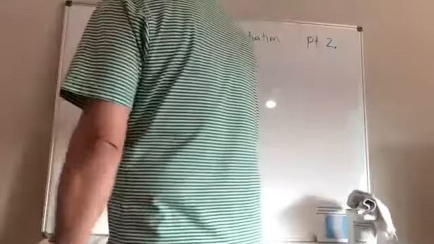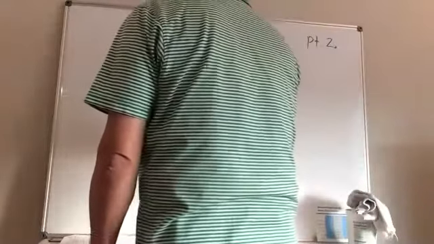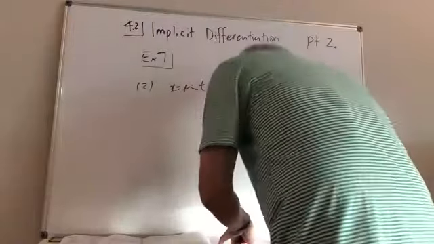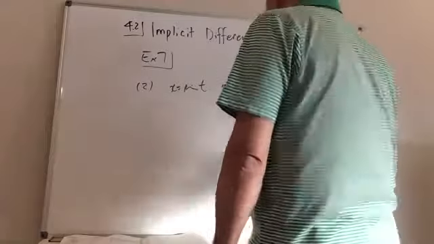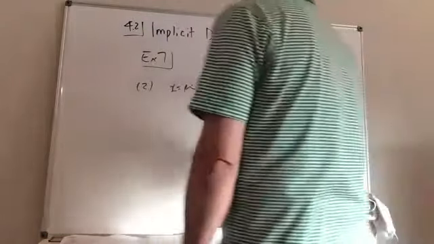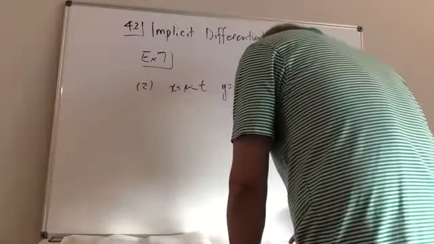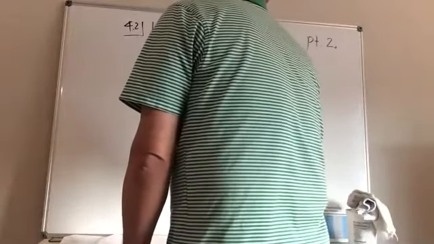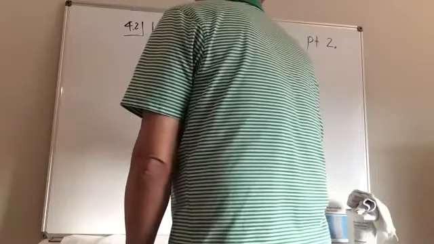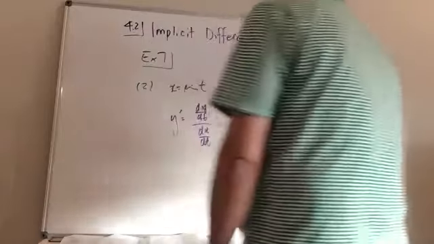To number 2. Number 2, we have if x is equal to sine t and y is equal to cosine t, and find y double prime here. We're trying to find y double prime. So what is y prime here? So y prime is basically equal to dy dt over dx dt, right?